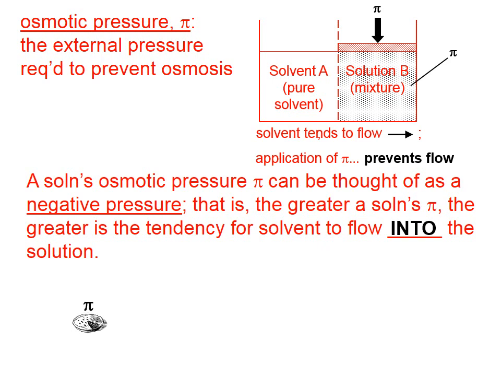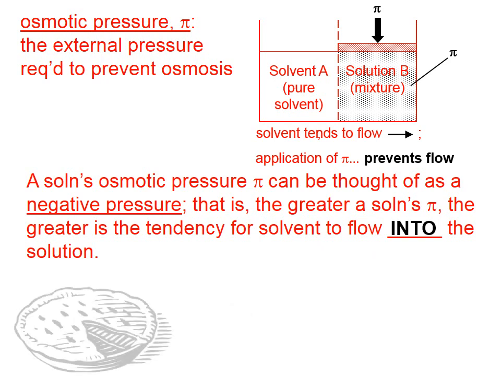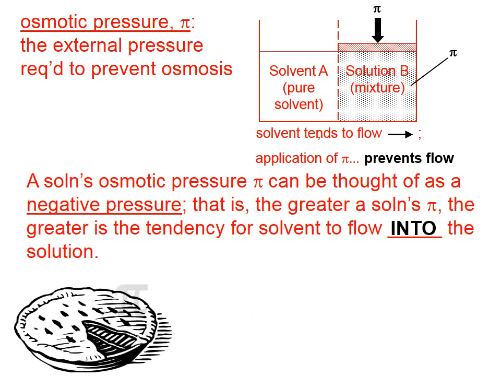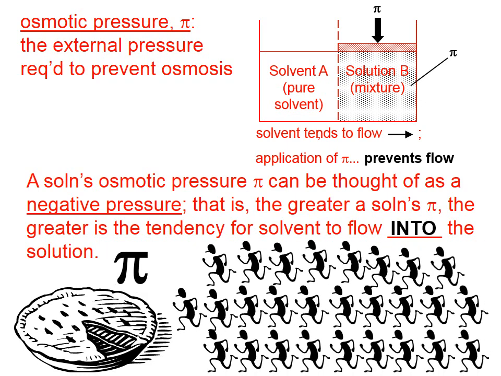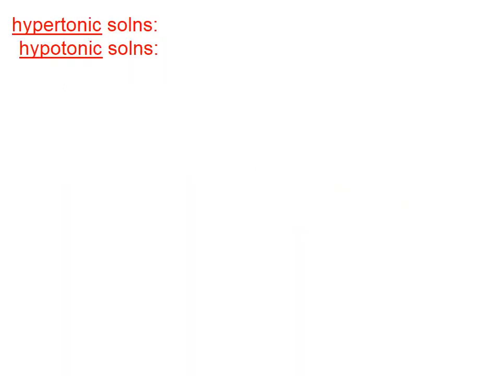Here we have something that has a very small osmotic pressure, pi. There is a tendency for solvent to flow towards that solution, but not a great tendency. On the other hand, if we have a solution with a much higher osmotic pressure, that is a much larger pi, there is a much larger tendency for solvent to flow into it. This would be analogous to very salty water, and pure water, that is the solvent, would tend to flow into that mixture. So let's define these terms.